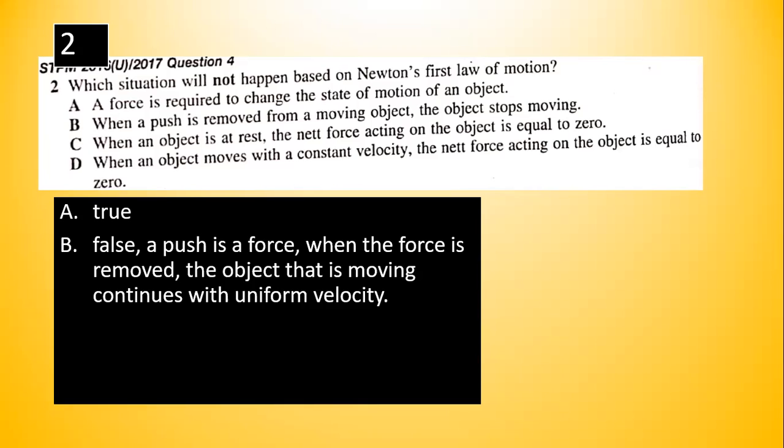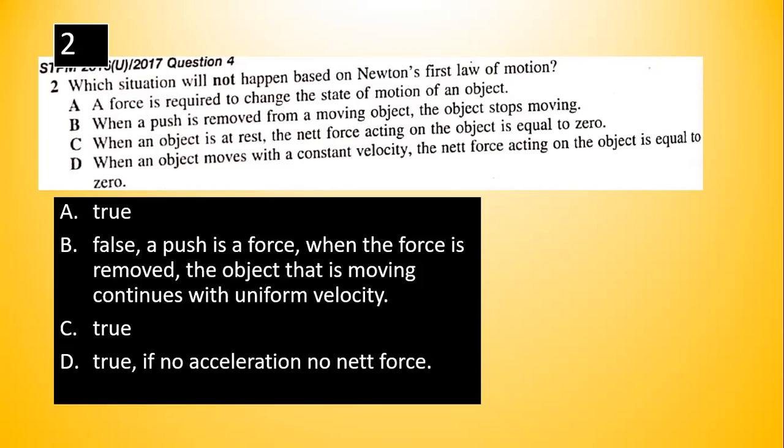When an object is at rest, the net force acting on the object is equal to 0. That's right. When an object moves with a constant velocity, the net force acting on the object is equal to 0. That's right. Net force is the resultant force. Okay, next question.